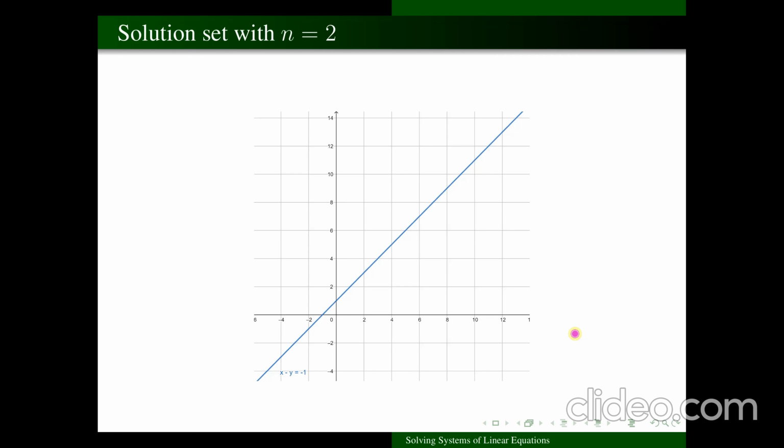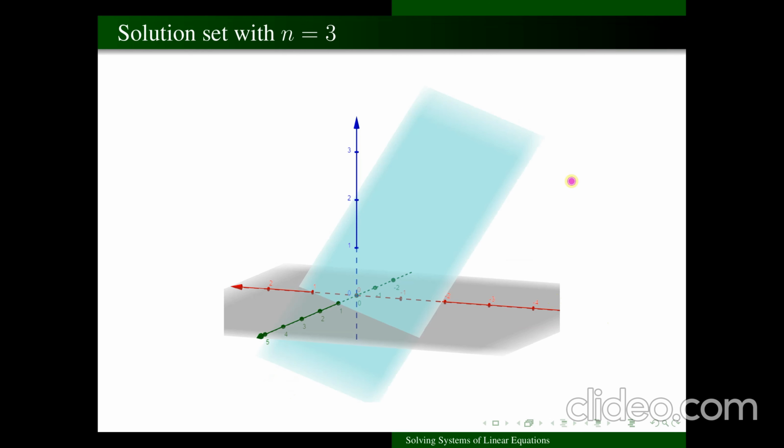The solution set of a linear equation with two variables or three variables can be visualized using the graph of the equation. So here we see the solution set of the linear equation x minus y equals negative 1. We see that the solution set is a line in the Cartesian plane. For an equation with three variables, the solution set is a plane in the three-dimensional coordinate space.